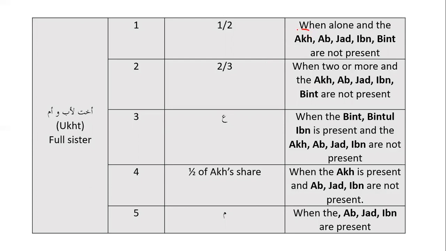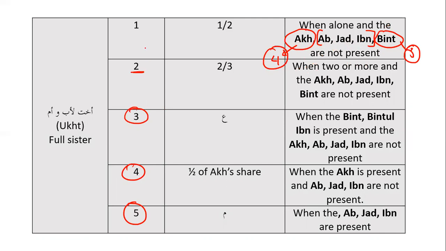When alone and the akh, abjad ibn, and bint are not present. So we are looking out for all of these relatives, but we've grouped them into 3 parts. The reason we've done this is because the akh affects the condition also, and when the akh is present, it falls under condition number 4 over here. When the bint is present, it falls under condition number 3, which is here. And when the abjad ibn, any one of them is present, it falls under condition number 5, which is here, which leaves only condition number 2.